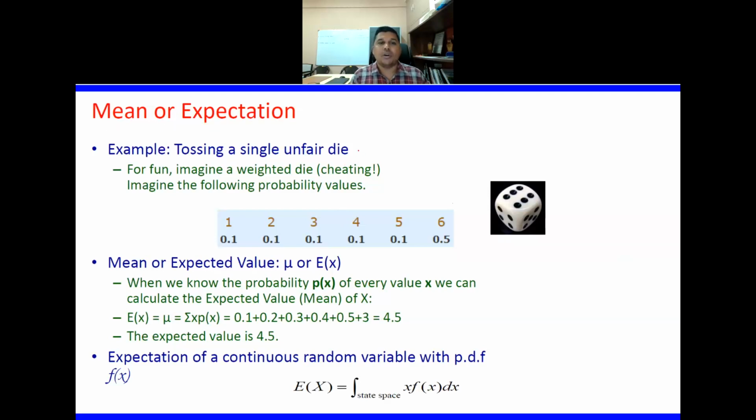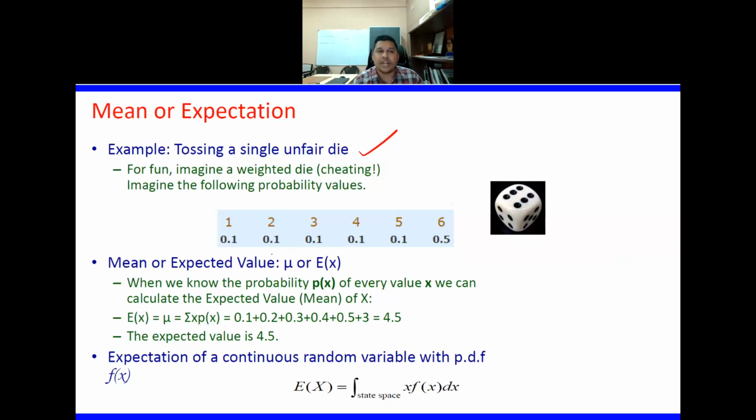See an example of tossing a single unfair die. Imagine a weighted die, cheating. Imagine the following probabilities. So getting 1, the probability is 0.1. Getting 2 is this way. No, this is actually not true. To get 1, the probability is 1 by 6. But we are trying to change the values. This is just an example.